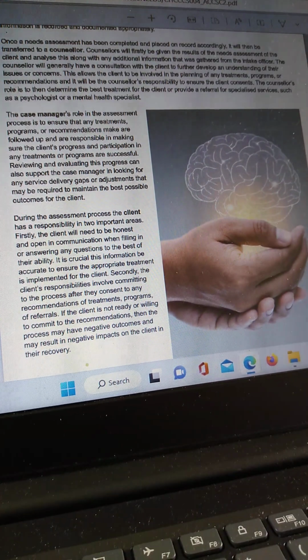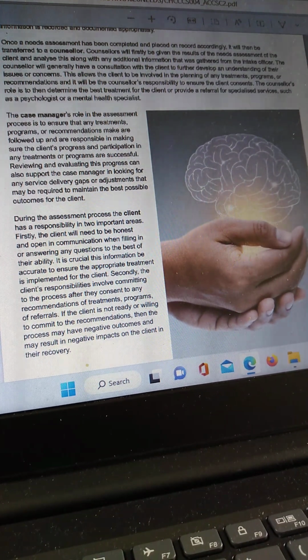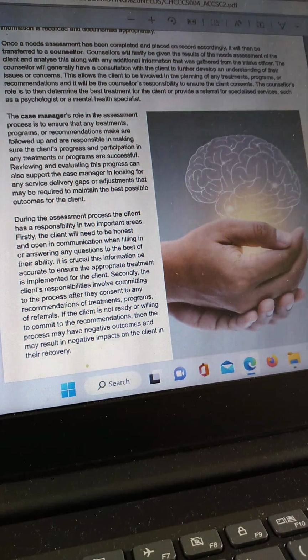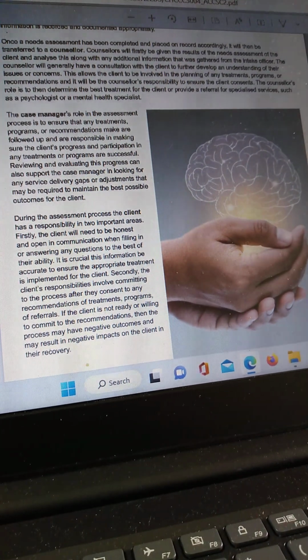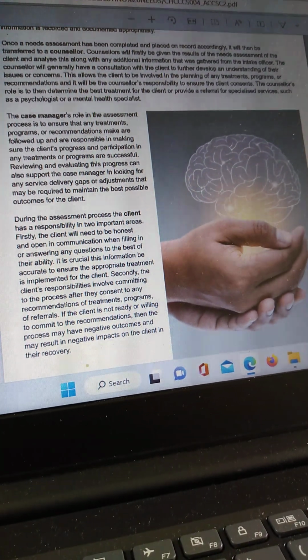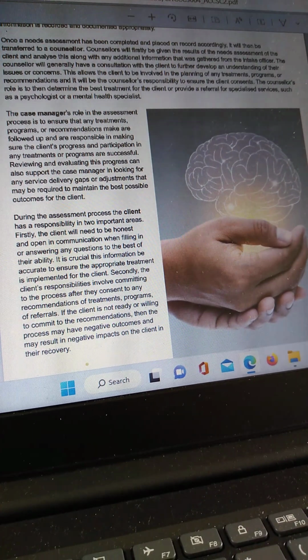During the assessment process, the client has a responsibility in two important areas. Firstly, the client will need to be honest and open in communication when filling in or answering any questions to the best of their ability.